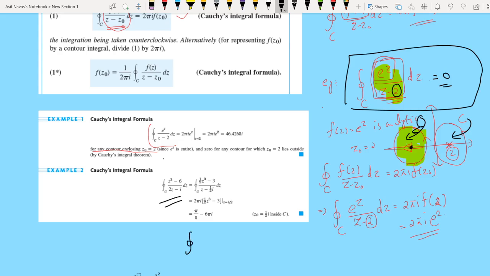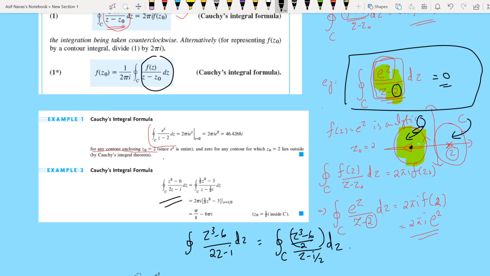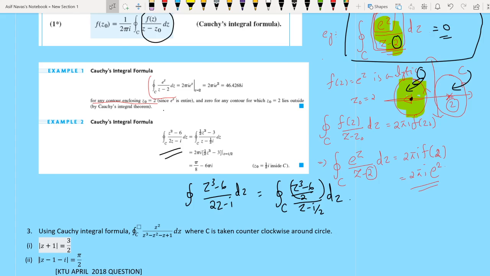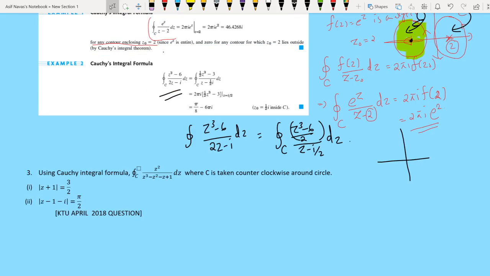This is the integral of z cube minus 6 divided by 2z minus i. So first we have to make it in this form. This is the integral over C. How to make this? I am dividing both numerator and denominator by 2. So this is z cube minus 6 by 2 divided by z minus i by 2. Now, if you take any contour, here what is the point z naught? z naught is i by 2.